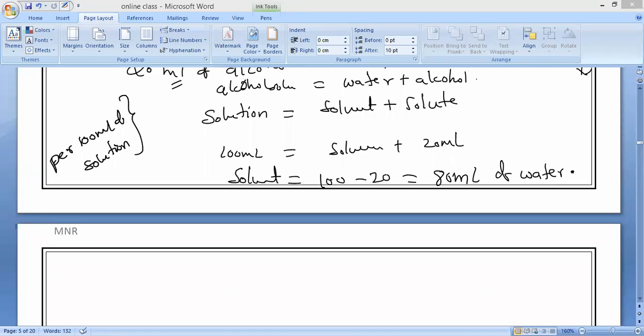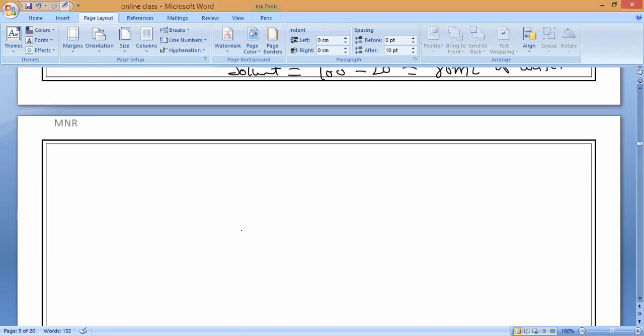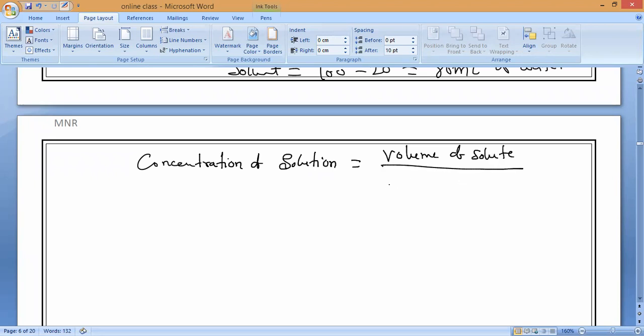So, based upon this, if we take the percentage, then concentration of a solution is equal to what? What is the formula? Everybody should respond. Volume of solute divided by volume of solution, into 100.